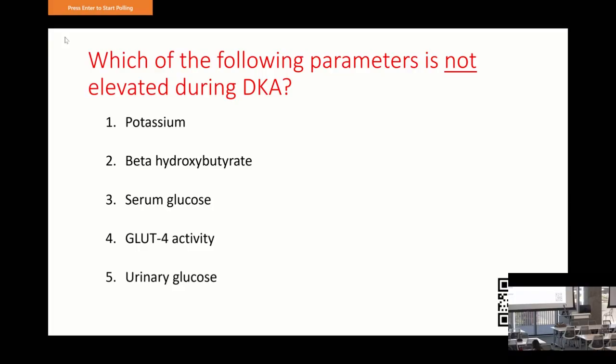All right, we'll do a quick poll here. Which of the following parameters is not elevated during DKA?